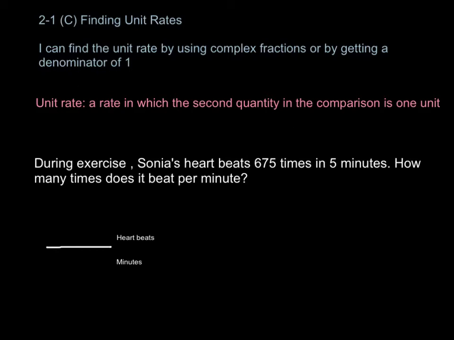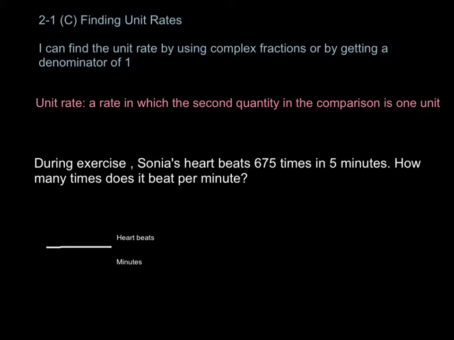Okay guys, hello, and today we're going to talk about finding unit rates, okay? So a unit rate is very similar to the rate that we talked about earlier. It's an action that's happening over a period of time, but it's when the second quantity in comparison is only one unit. So a unit rate is basically when we need to get our denominator, our period of time, to 1. Okay, and that's it. It's the same thing as a rate, but with a denominator of 1.